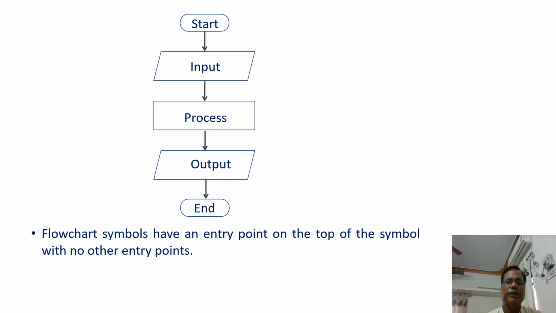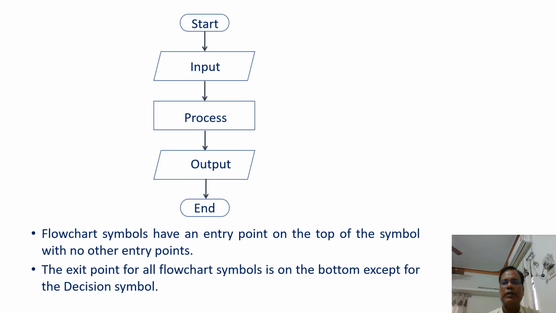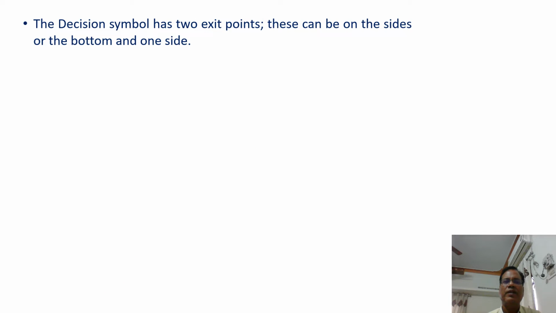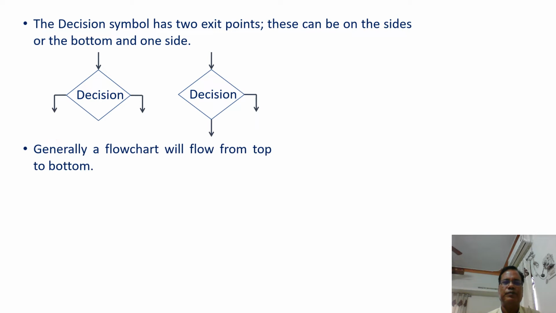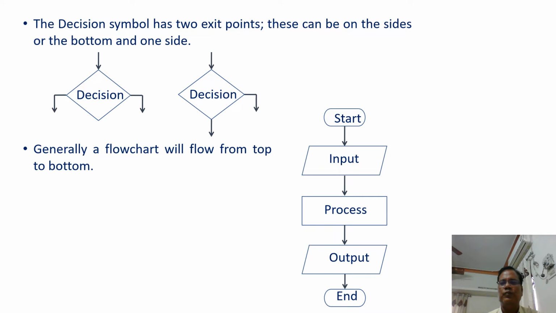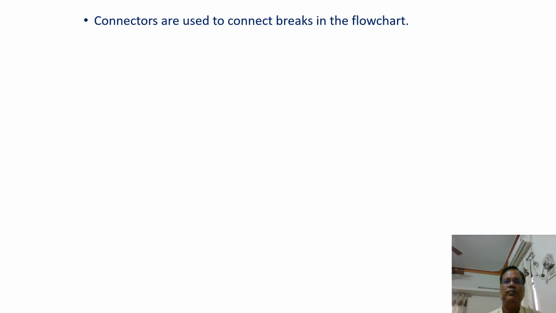The diagram shows that the flowchart symbol has an entry point on the top with no other entry point. The exit point for all the flowchart symbols is on the bottom except for the decision symbol. The decision symbol has two exit points. These can be on the sides, or the bottom and one side. The following symbol shows these things. Generally, a flowchart will flow from top to bottom, as shown in this diagram.